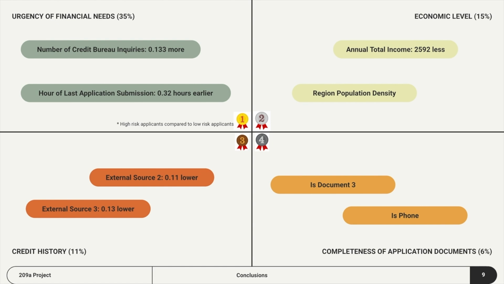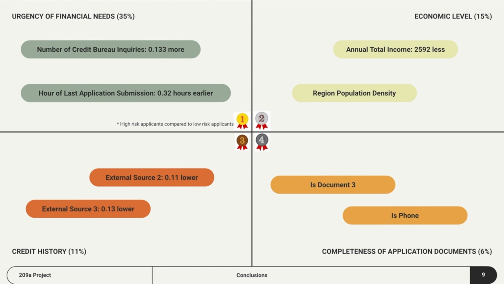The economic level dimension contributes 15%, with high-risk applicants showing slightly lower total income, highlighting the role of financial stability in risk assessment. Credit history and completeness of application documents provide further insights. High-risk applicants have lower external credit scores, indicating weaker credit histories. Document completeness, such as providing phone numbers or key files, improves the model's ability to assess applicant reliability.